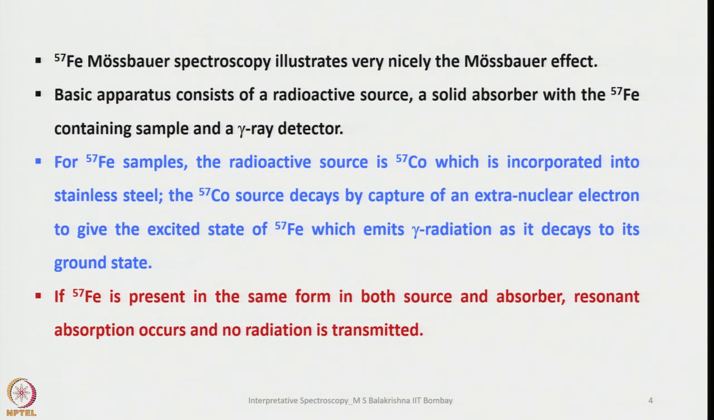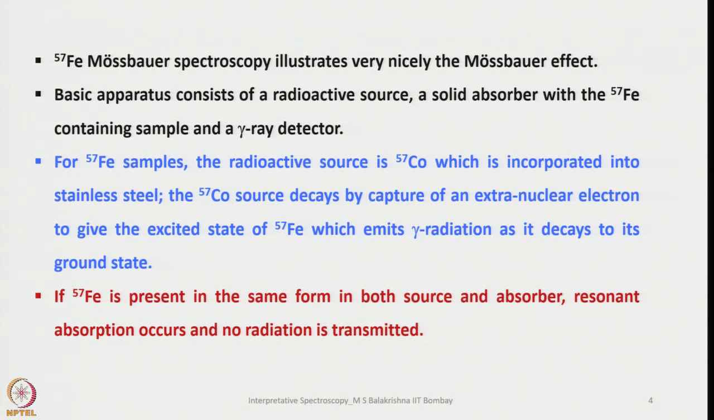And here, if you want to illustrate the Mössbauer effect, 57 iron Mössbauer spectroscopy comes very handy to illustrate it very nicely. The basic apparatus consists of a radioactive source, a solid absorber with the Fe57 containing sample and a gamma ray detector. Very simple assembly, Mössbauer spectroscopy.